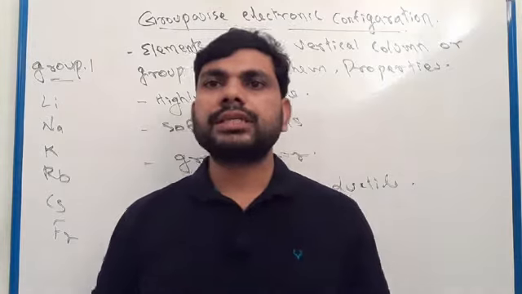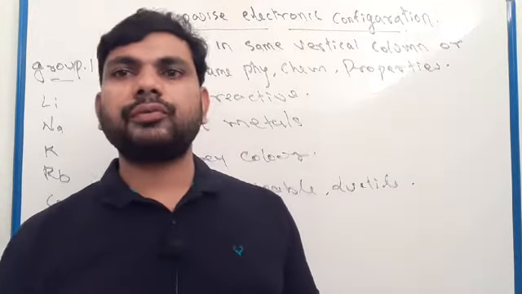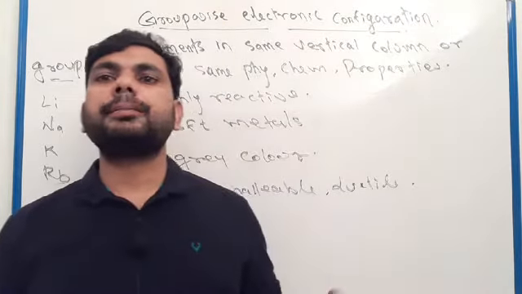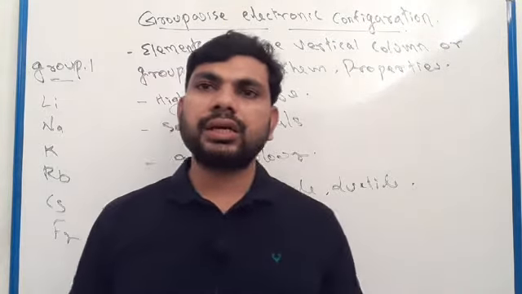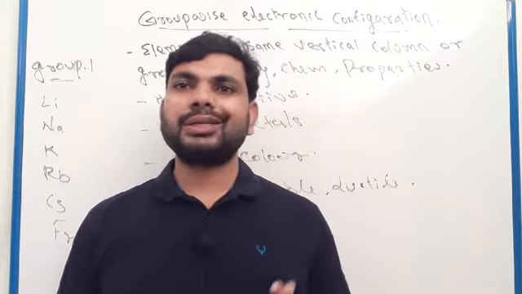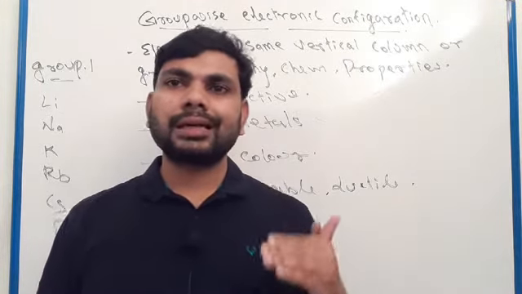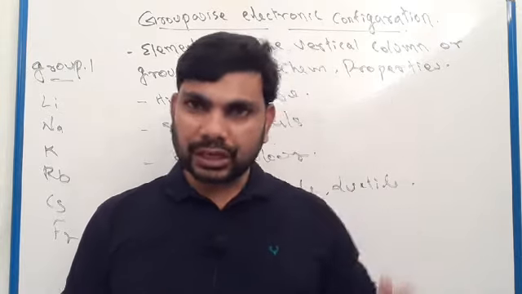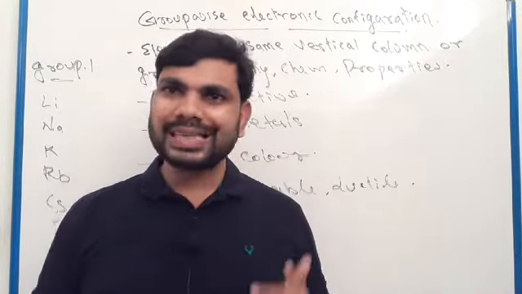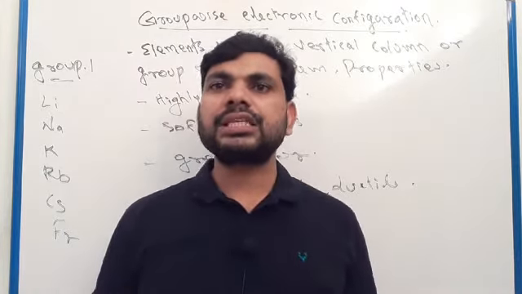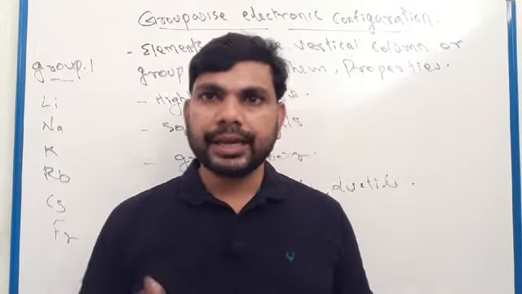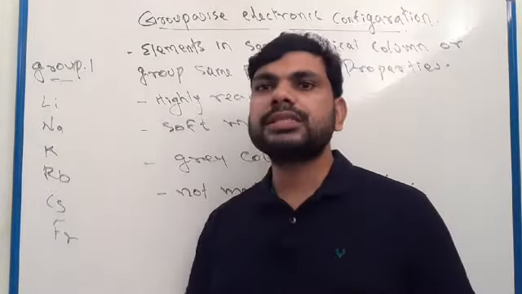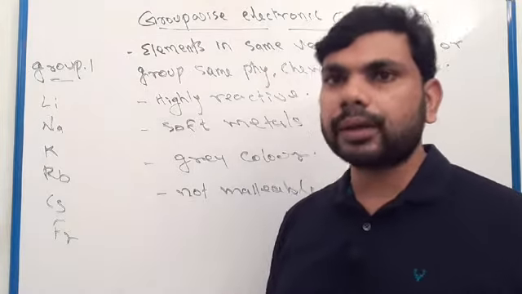Next, we have to discuss group-wise electronic configuration. First we discussed electronic configuration in the period; next we discuss subshell electronic configuration in the group. Group-wise electronic configuration: elements which come in the same vertical column, the same group, have similar physical and chemical properties. For example, group 1 elements: lithium, sodium, potassium, rubidium, cesium, francium. These are group 1 elements.